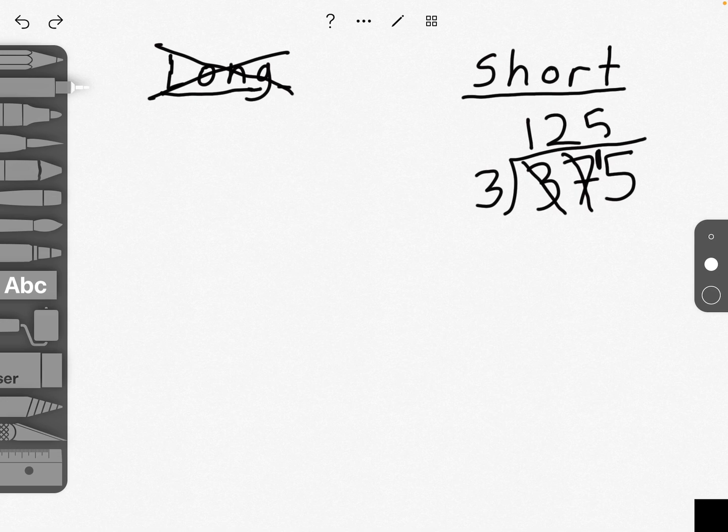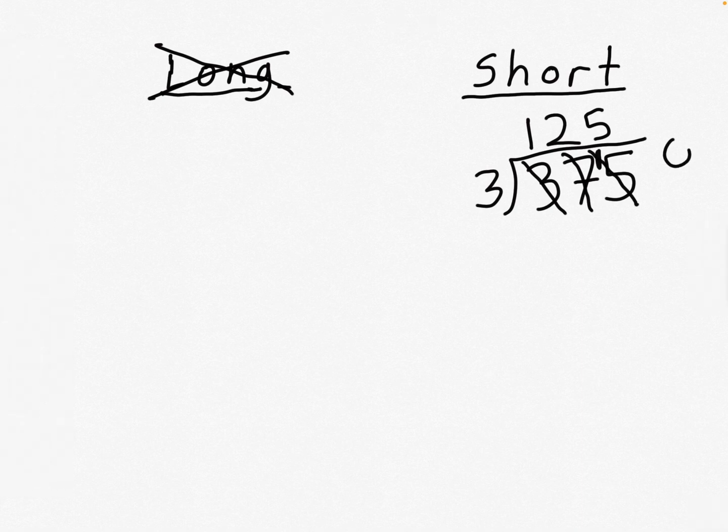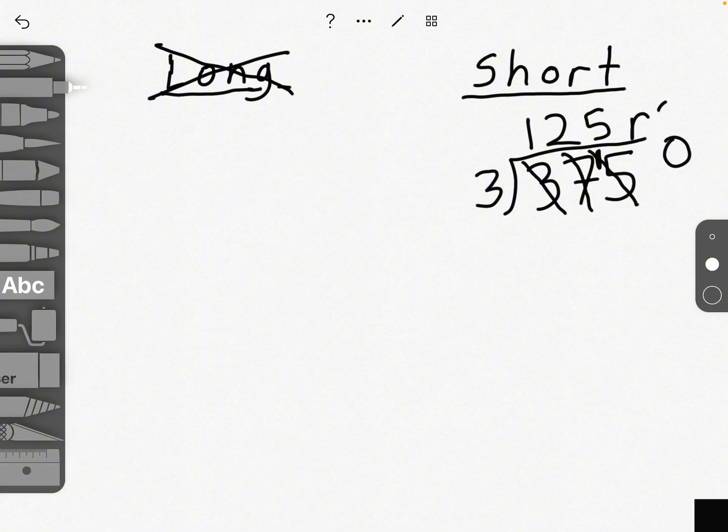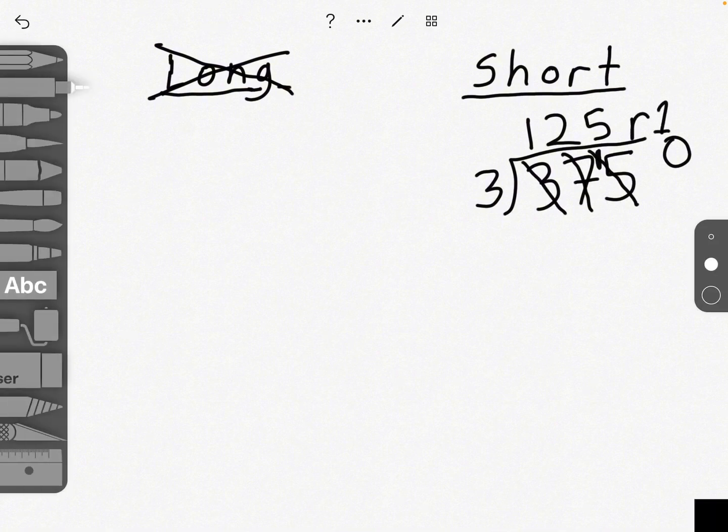We write the 5 up there, and since there's no more remainders, we just cross it out. 0 remainders. But if there was a remainder, like remainder 1 or something, we just write that there. But since there are none this time, it's good.